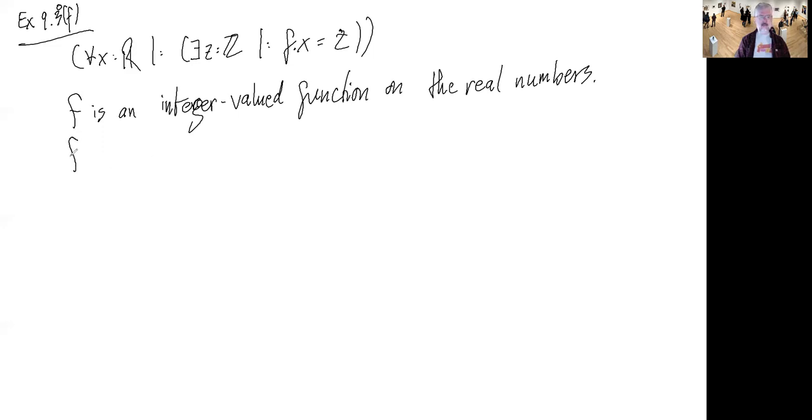Or F maps every real to an integer, right? I mean, these things are always a little fuzzy, and there's usually a bunch of plausible ways to write these things, but those would be two possible ones.